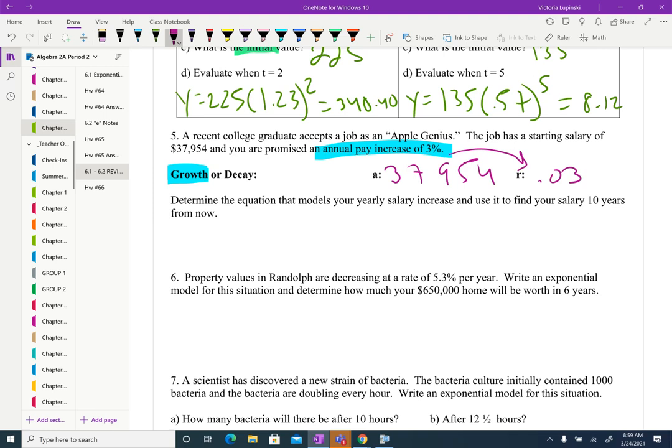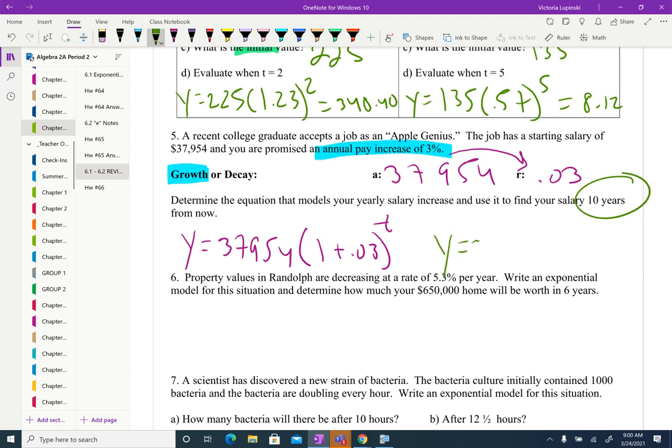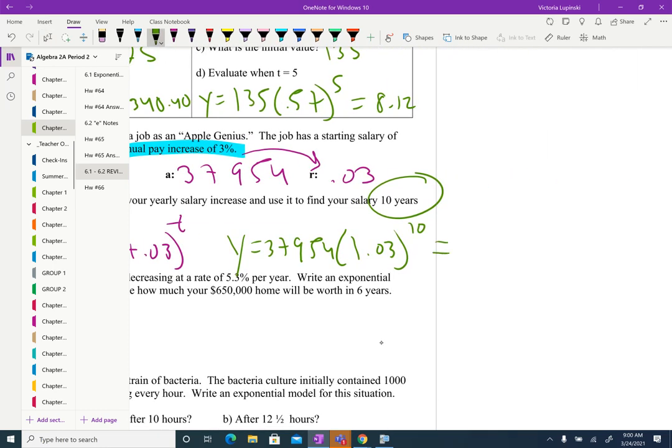Find a model. Well, because this is a growth, you're going to say y equals the starting value, which is 37,954, times 1 plus 0.03 to the t. And then they want you to solve it for 10 years from now. So you're going to say y equals 37,954 times 1.03 to the 10th. Hopefully at that point, that should be the easy part where you plug it in your calculator. And you're going to get a salary 10 years from now of $51,007.00.